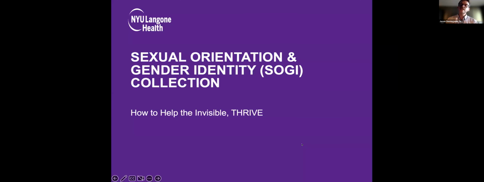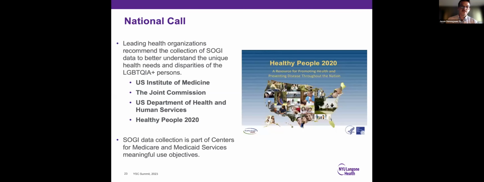So why is it so important to collect sexual orientation and gender identity? This is how to help the invisible thrive. There's been a national call. Many leading healthcare organizations are recommending the collection of sexual orientation and gender identity in an effort to better understand the unique health needs and disparities of the LGBTQ plus community. Such organizations include the US Institute of Health, the Joint Commission, the Department of Health and Human Services, and Healthy People 2020. It's also been part of the Centers for Medicare and Medicaid Services Meaningful Use Objectives.